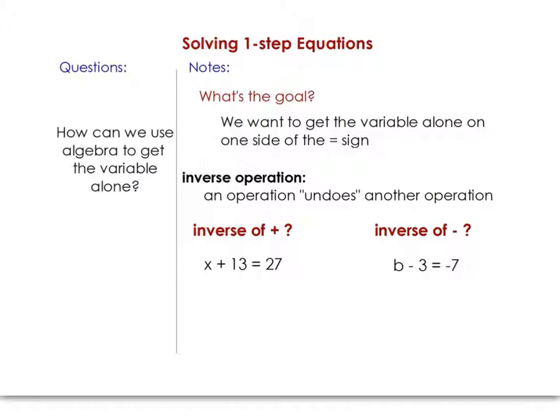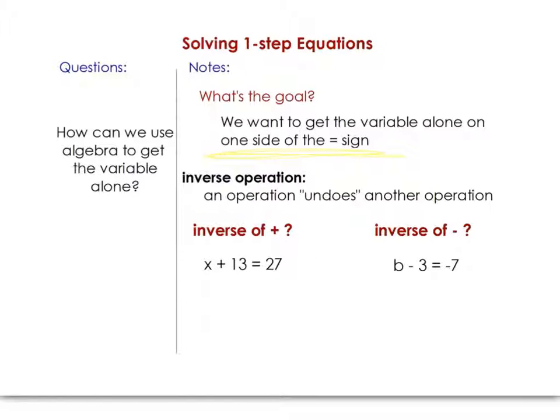Okay, so what we're doing today is solving one-step equations. Meaning there is one step I need to do in order to get my variable, or my letter, alone. So what is the goal? We want to get the variable alone on one side of the equal sign, meaning I'm trying to get everything away from that variable on one side of the equal sign.